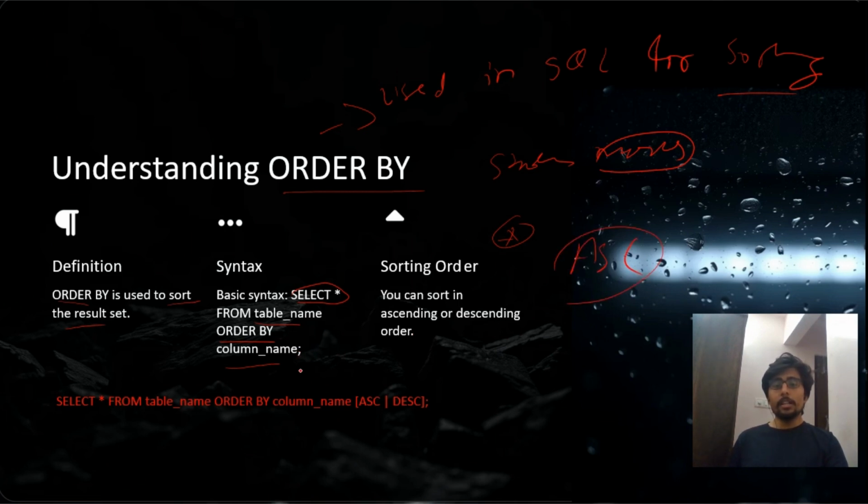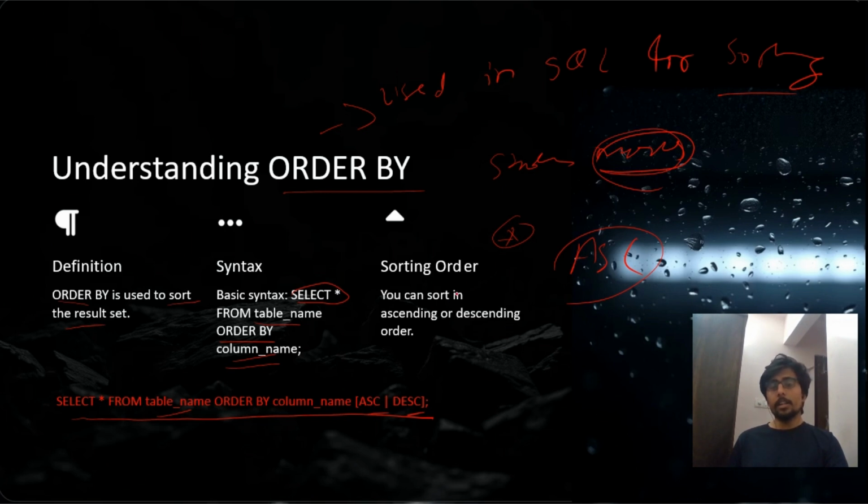If you're not writing anything here, like we have written ASC or DESC here, we'll explain it more, not to worry about that. So this is the syntax. SELECT star FROM table name, whatever your table name, as I gave the example, ORDER BY column name. Let's say we took marks, and ascending and descending are the options.